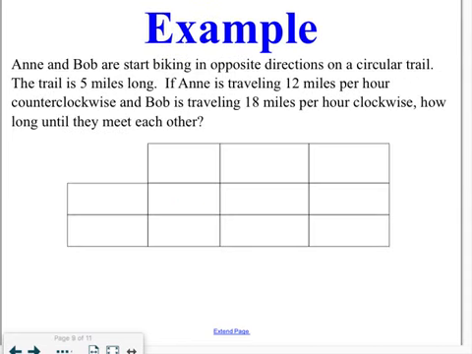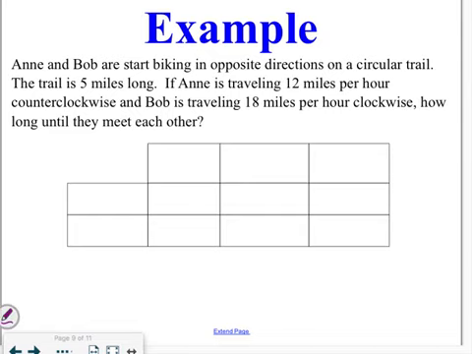So Bob and Ann start biking in opposite directions on a circular trail. The trail is 5 miles long. Ann is traveling at 12 miles per hour, and Bob is traveling at 18 miles per hour. Ann is traveling counterclockwise, and Bob is traveling clockwise. How long will it be until they meet each other?